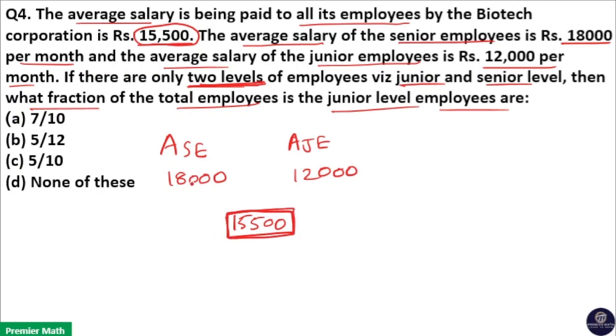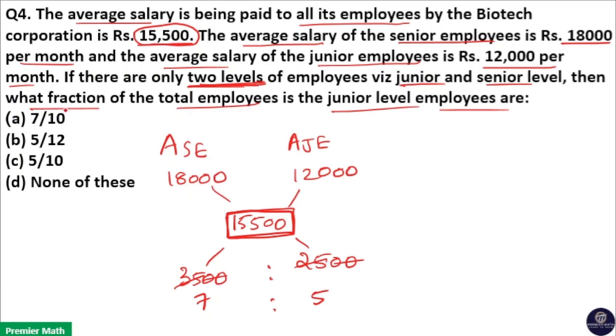Now 18,000 minus 15,500. The difference between these two is 2,500, and the difference between 12,000 and 15,500 is 3,500. Now take the ratio between these two. 0, 0 cancel. 5 goes 7 times in 35 and 5 goes 5 times in 25. So 7:5 is the ratio of senior employees to junior employees.